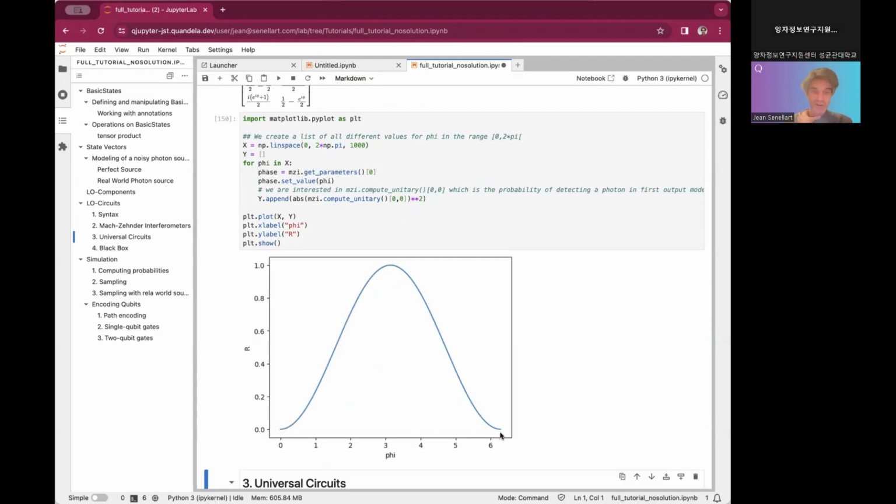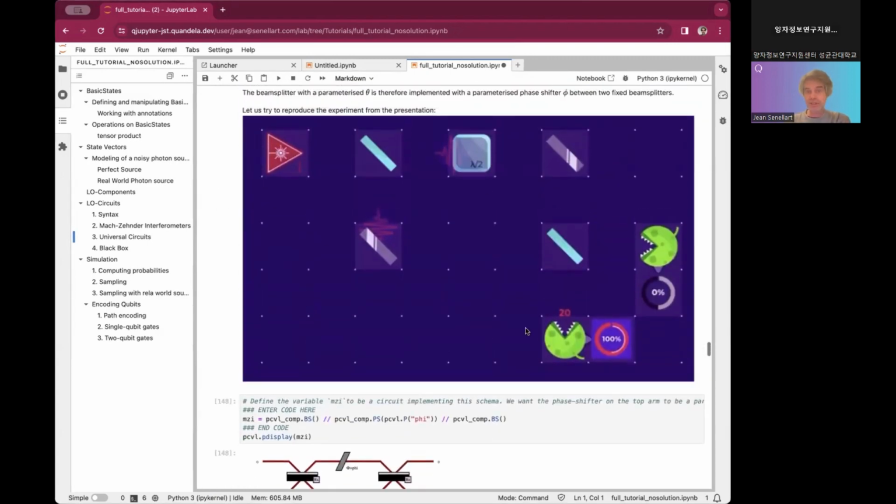So what did we achieve here? We achieved exactly what this circuit does. When we don't have any phase here, we are going all to one detector. When we are putting a phase of pi, the period, we send all the light here. So it's exactly what we wanted. We have reproduced this schema.